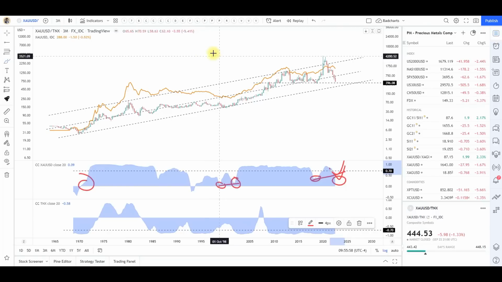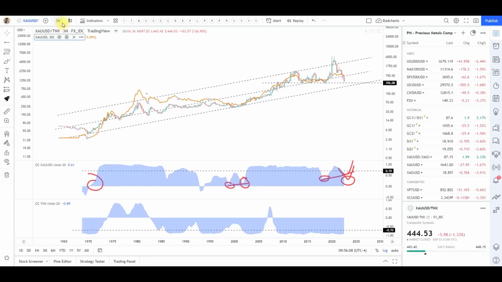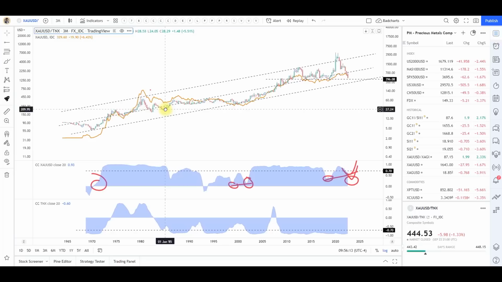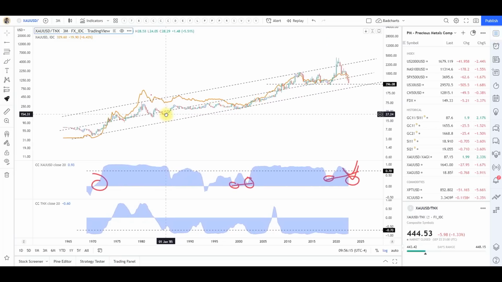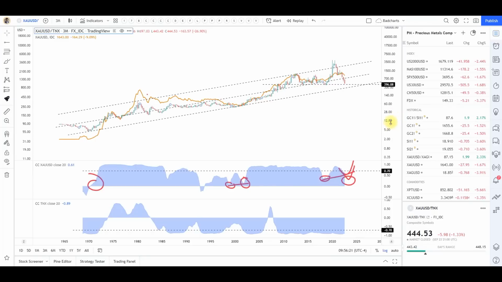Then we started looking at how gold is behaving versus the 10-year yields. So right here, I have a gold chart, log scale on the quarterly. And then I have gold divided by the TNX. This one right here is the actual ratio chart of gold outperformance of those 10-year yields.